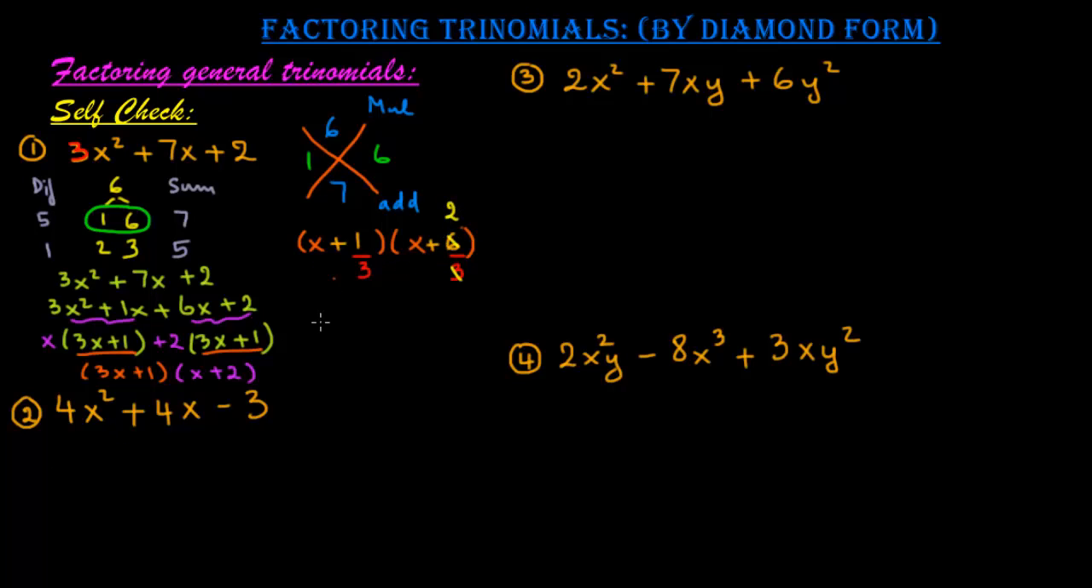So the answer for the next step is x plus 1/3 times x plus 2. Right now we have a fraction, and we all don't like fractions. So what I'm going to do is get rid of this fraction by moving my 3 forward, right in front of x. That will give me 3x plus 1 times x plus 2. And this matched with our answer before.